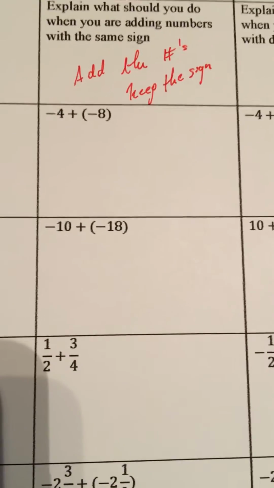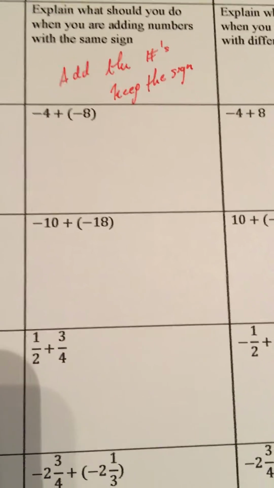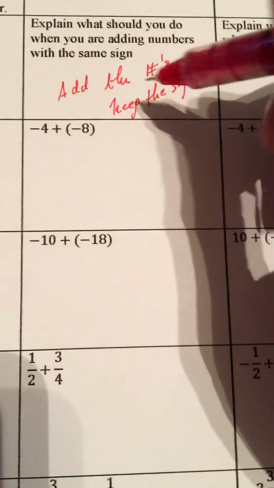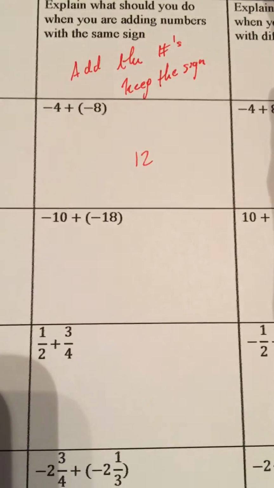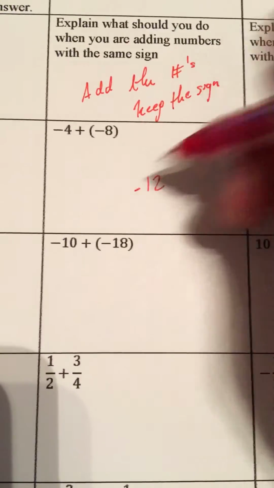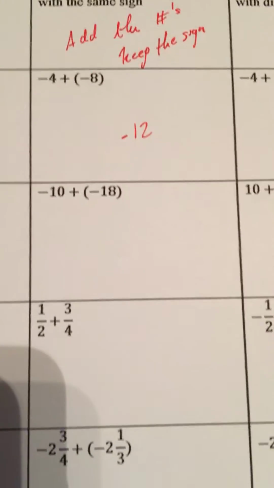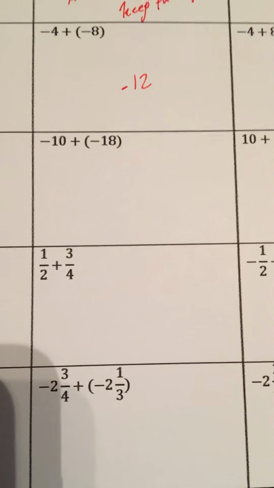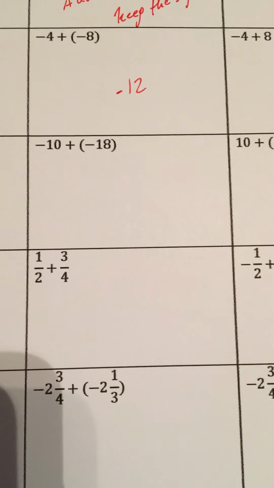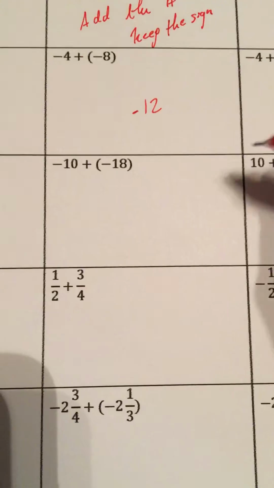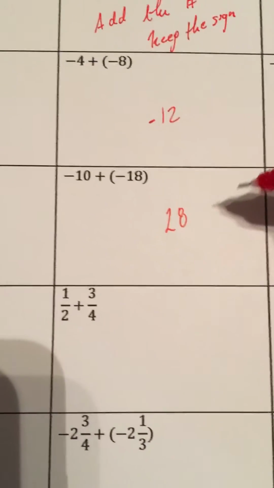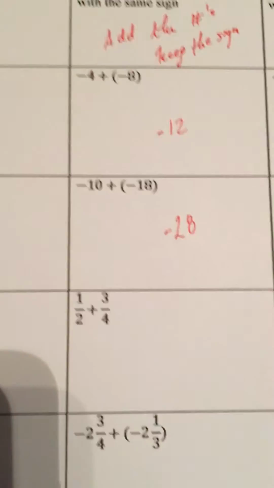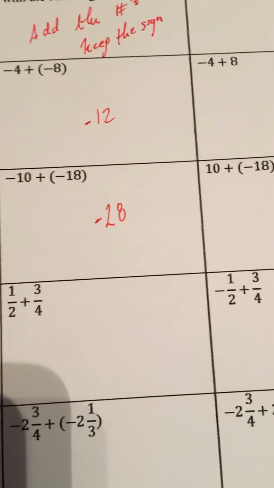So in this first question, we have -4 plus -8. Same sign, add the numbers. 4 plus 8 equals 12. And if you're adding a negative with a negative, your answer stays negative. All right, second question. -10 plus -18, same sign, so add the numbers. 10 plus 18 gives me 28, and a negative plus a negative is still a negative. Remember, you only cancel out the negatives if you're multiplying.